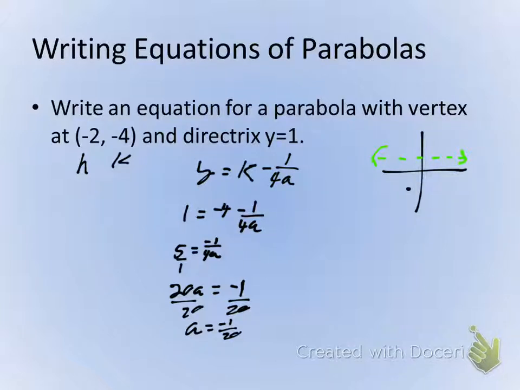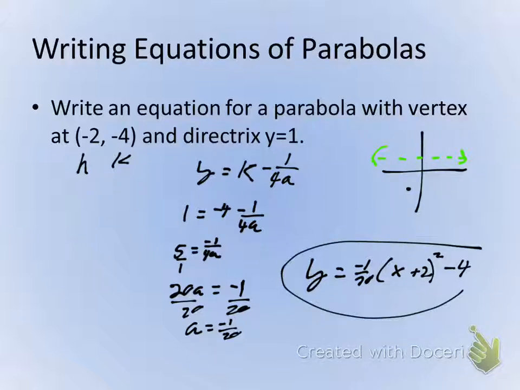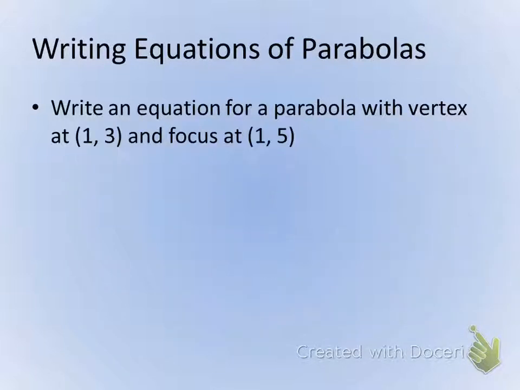Last thing you have to do is actually write the equation. Since your directrix is y equals 1, so will your parabola be; they always coincide. So y equals -1/20 times x, H is -2, so this becomes x plus 2 quantity squared, minus 4. So this isn't really that hard to see. It's just a flip.